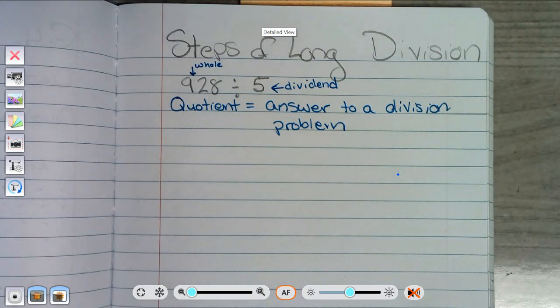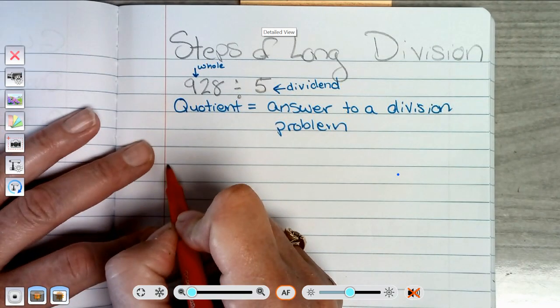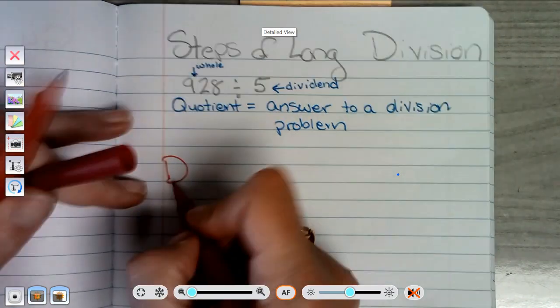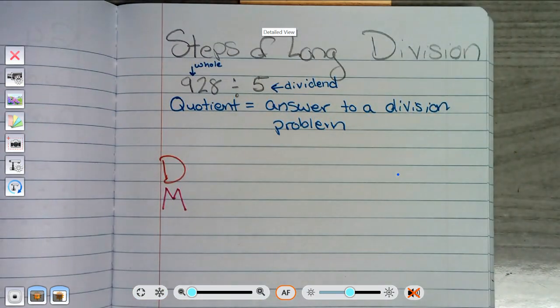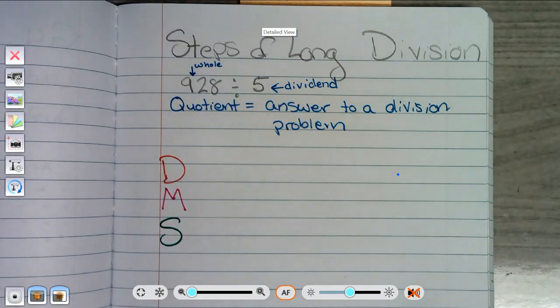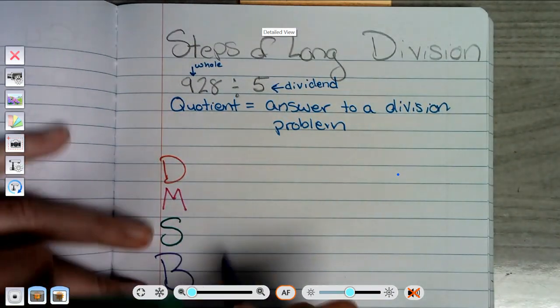Okay, so you might want to have your colored ink stick out for this. We are going to talk about the steps of long division. You might have heard this before, but the steps go just like this. Divide, multiply, subtract, bring down. So let me write that for you.